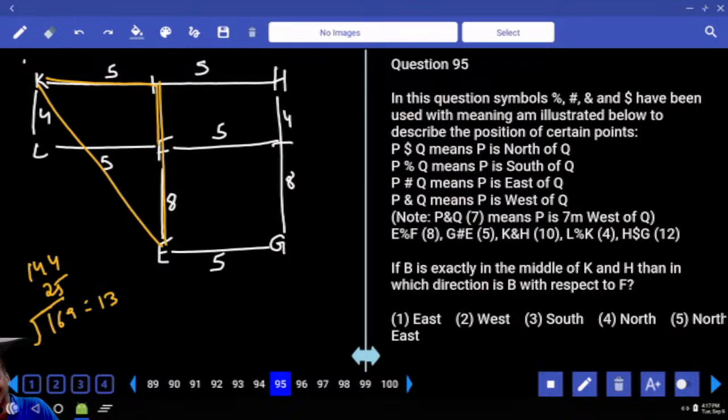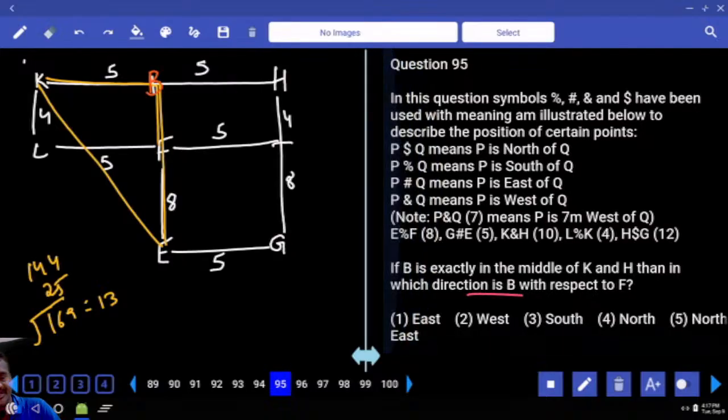Then 95. B is exactly in the middle of K and H. Now B must be here. The total distance is 10, out of which B is exactly between K and H. Then in which direction is B with respect to F? Now with respect to F, B is towards north.